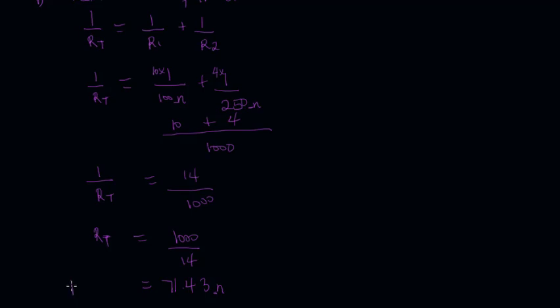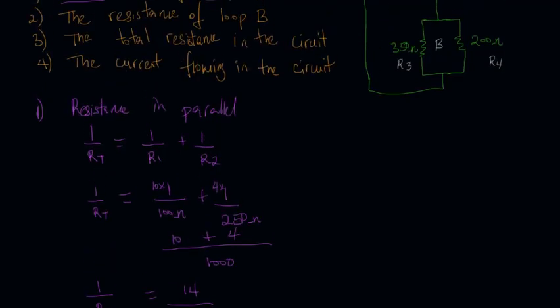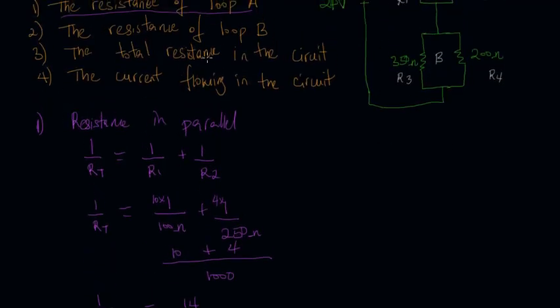So we can say RT loop A is equal to 71.4 ohms. Now part 2 in the question wants us to find, what does part 2 say? Part 2 wants us to find the resistance of loop B. So let me change color here. Let's go with a red. And we're finding the resistance of loop B, and this is our loop B.